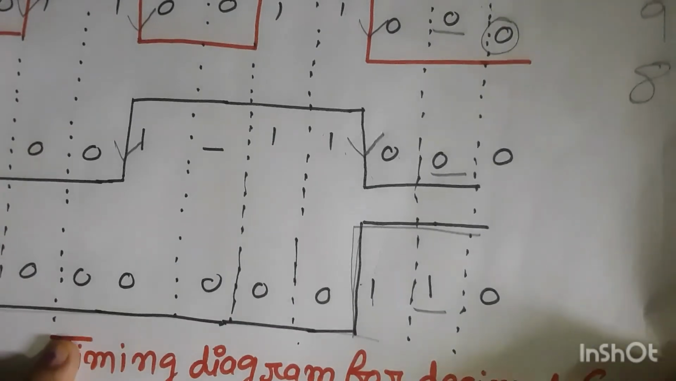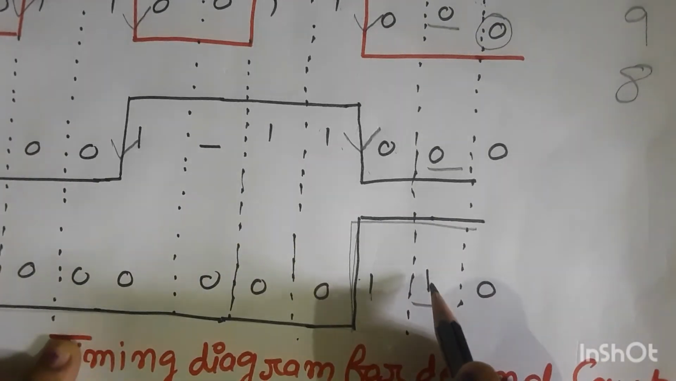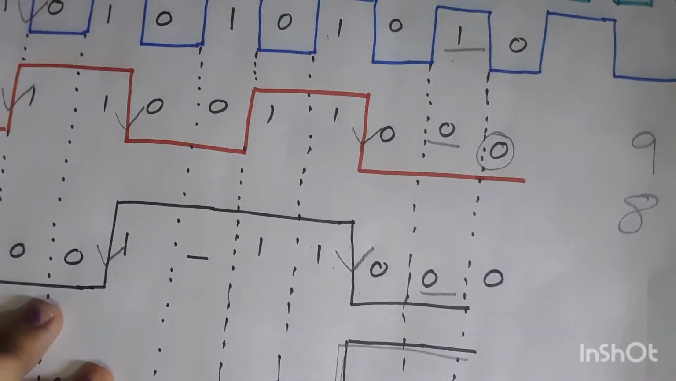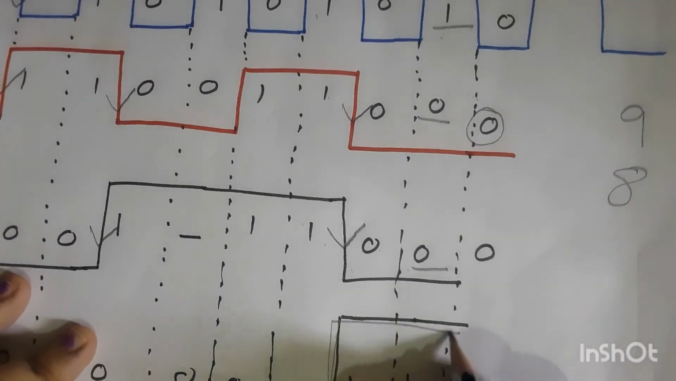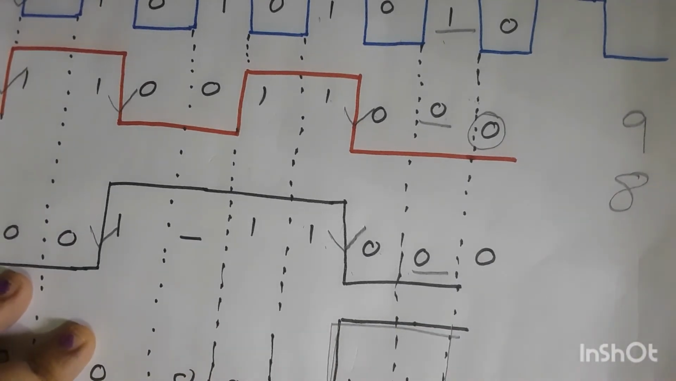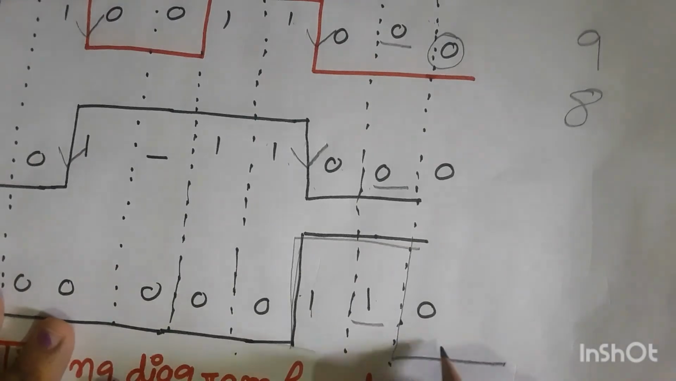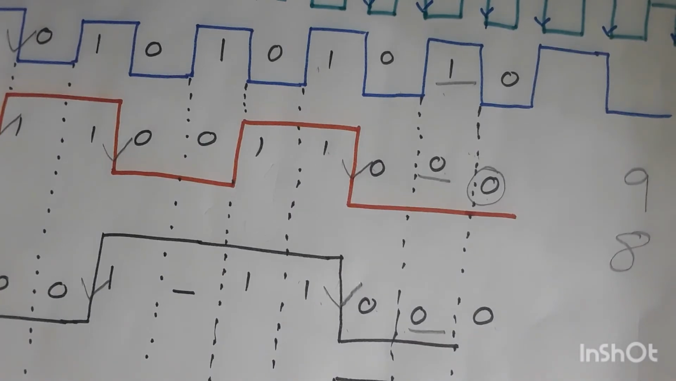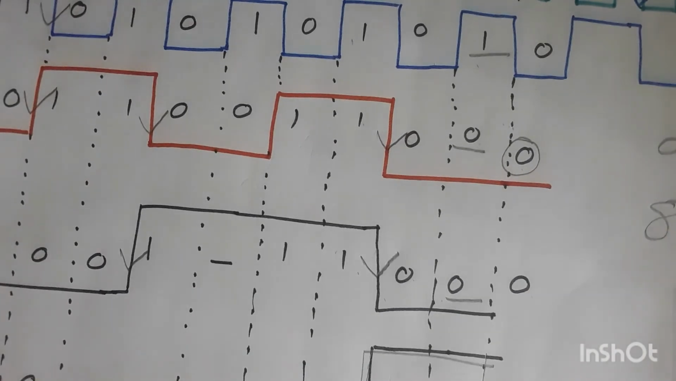Now after this condition 1, 0, 0, 1, Q8 will become 0 again. This is all 0, 0, 0, 0. So this is the timing diagram of the decade counter.